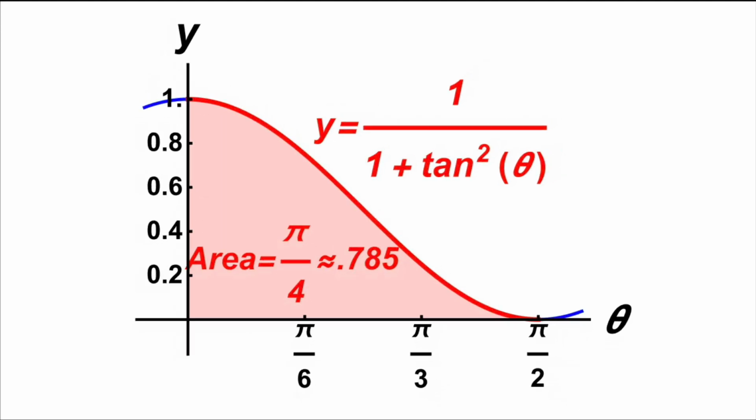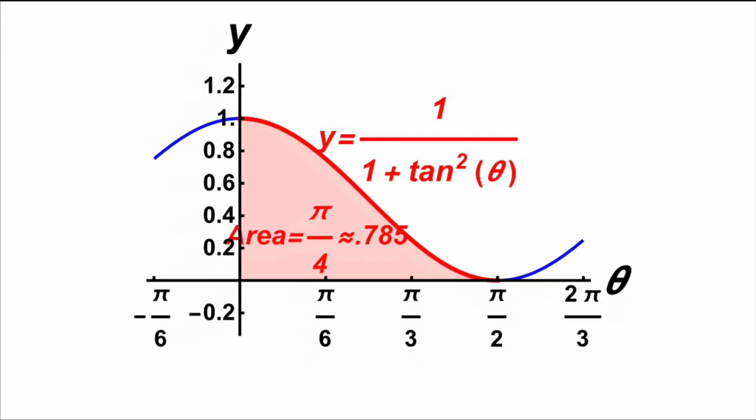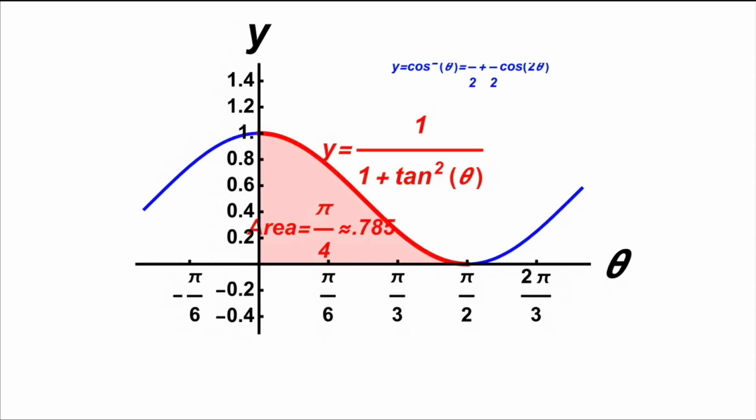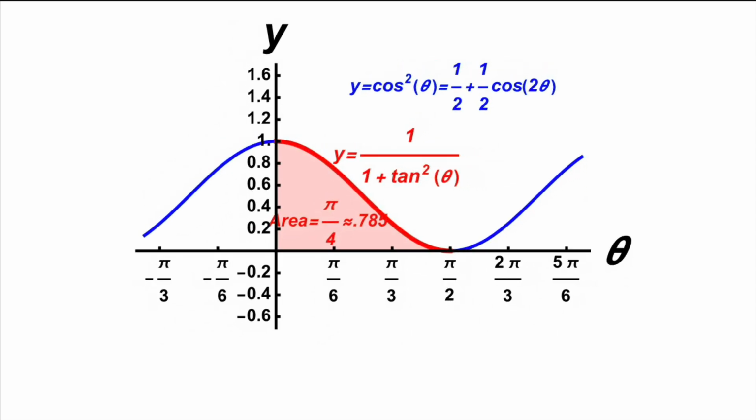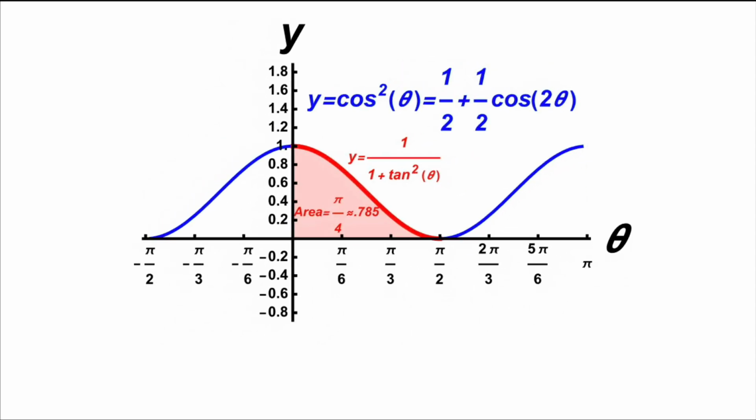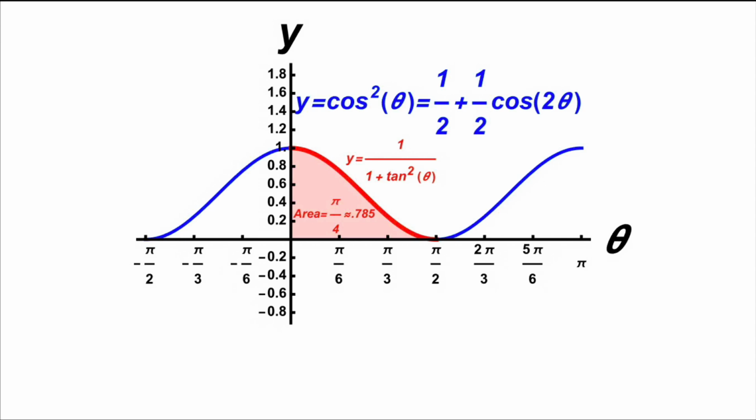With regard to this example, it's worth zooming out to see that 1 over 1 plus tangent squared theta really does equal cosine squared theta, which is 1/2 plus 1/2 cos 2 theta, for all values of theta where our original function is defined. Again, technically that excludes odd multiples of pi over 2, but for the interval from 0 to pi over 2, that only matters at pi over 2, and in fact our original function has a removable discontinuity there, so it doesn't affect the value of the integral.